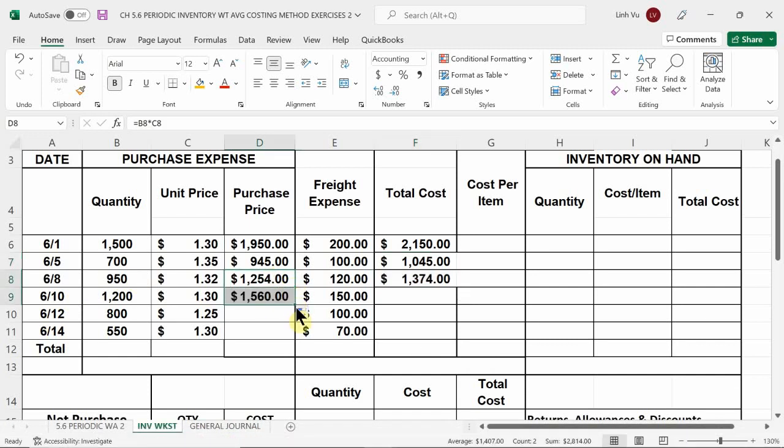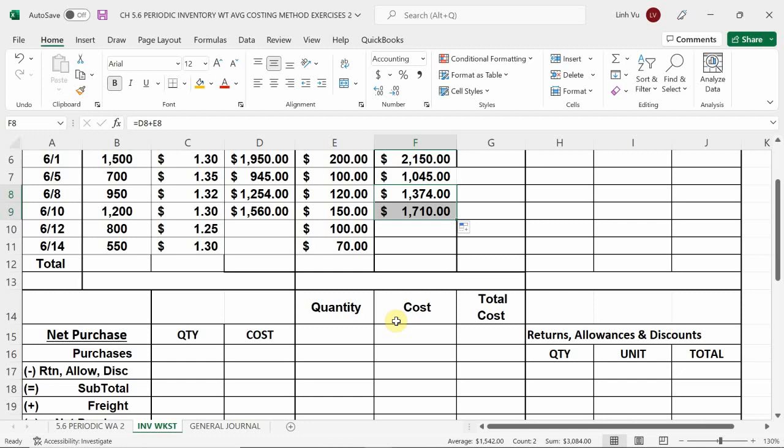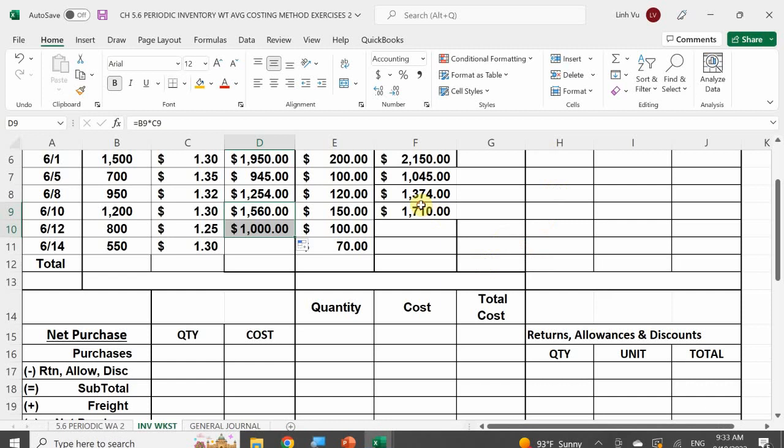1,560, plus 150, 1,710. Good. All right, last two batches here. On June 12th, we purchased 800 units at $1.25. That's 1,000, plus 100, 1,100.